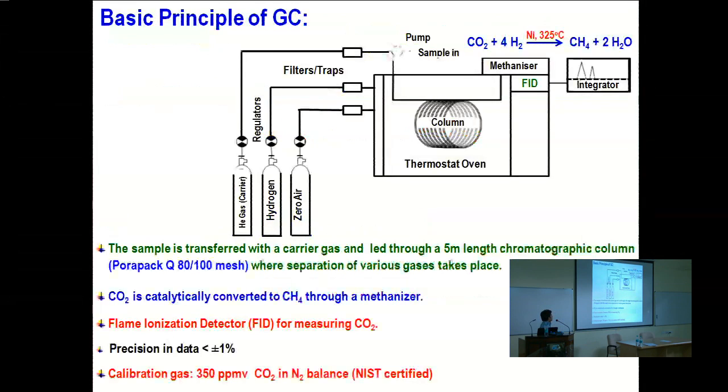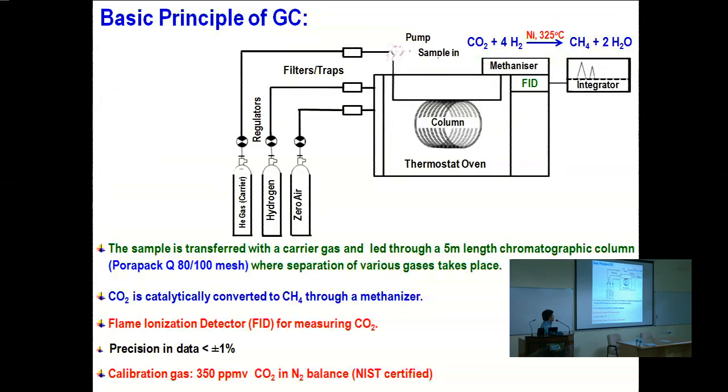This is the basic principle of gas chromatography. From this slide, I only want to say that we physically separate the atmospheric CO2 from the sample, and this is the heart of gas chromatography. This is known as the column. This column will separate the ambient CO2 from the sample, and with the help of this FID detector, the flame ionization detector, we calculate the atmospheric concentration of CO2.